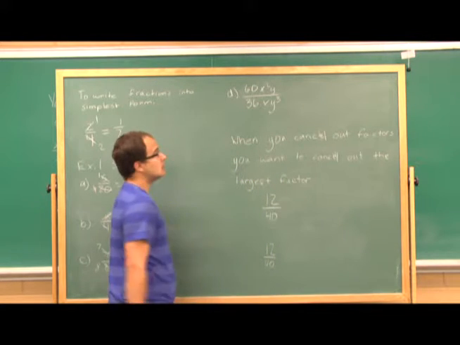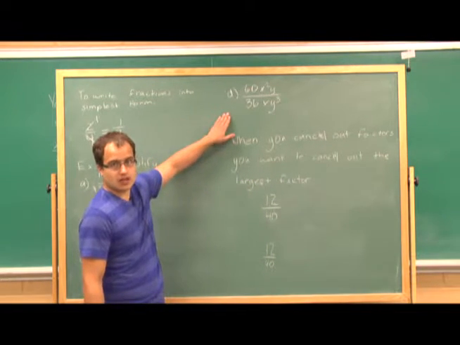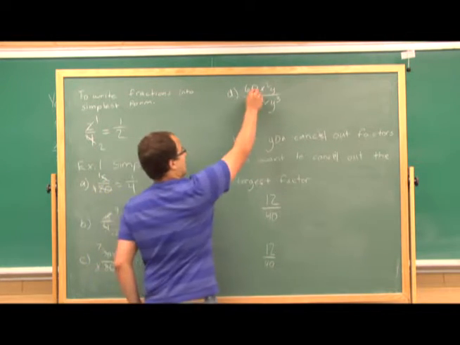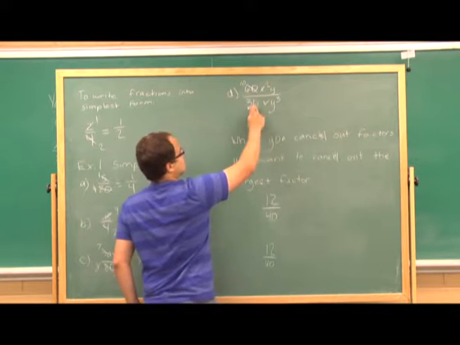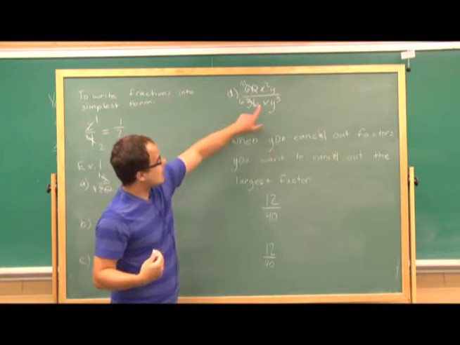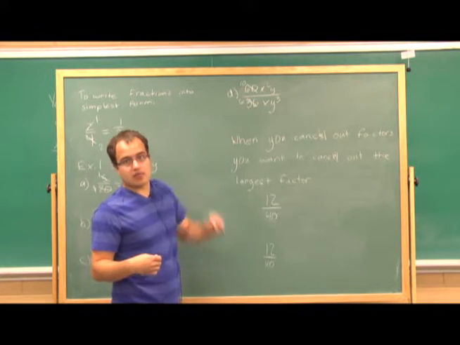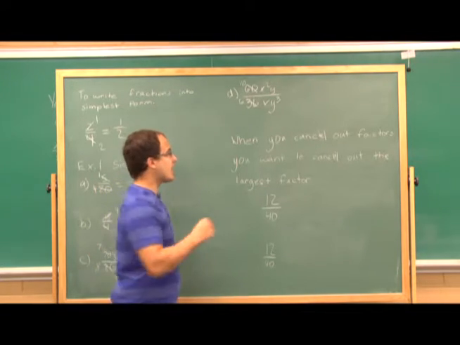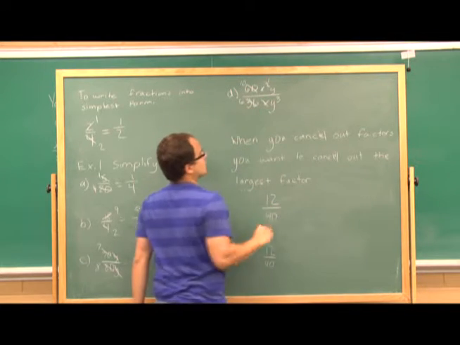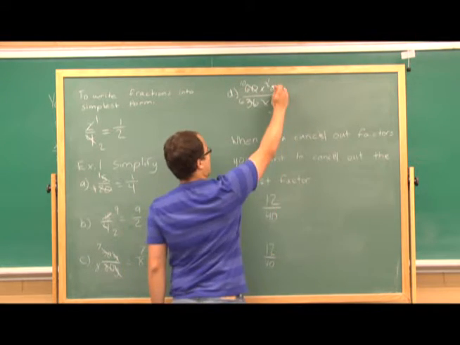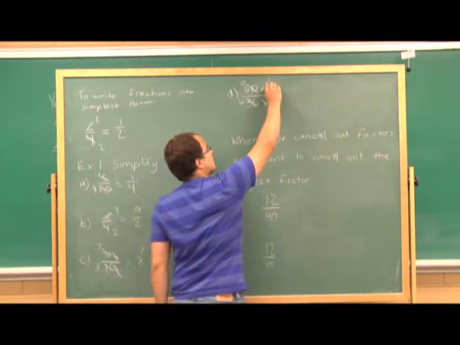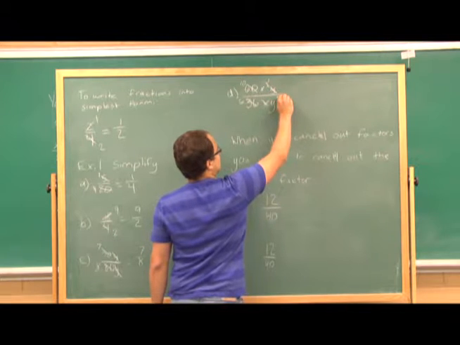Now D. I'm going to start off with the numbers this time, instead of the variables like I did with C. Well, I know 6 goes into 60 10 times, and 6 goes into 36 6 times. Now, I have 2 x's on top and 1 on the bottom. So I can only cancel 1 x out. That gets rid of that x, but it leaves me with 1 up here. Now with the y's, I have 1 on top, 3 on the bottom. So again, since I only have 1, I can only cancel out 1, leaving me with 2 on the bottom.